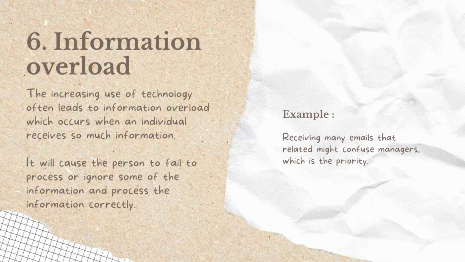Information overload. The increasing use of technology often leads to information overload, which occurs when an individual receives so much information that it causes the person to fail to process, or ignore some of the information, and not process it correctly. Example, receiving many emails might confuse managers about which is their priority.